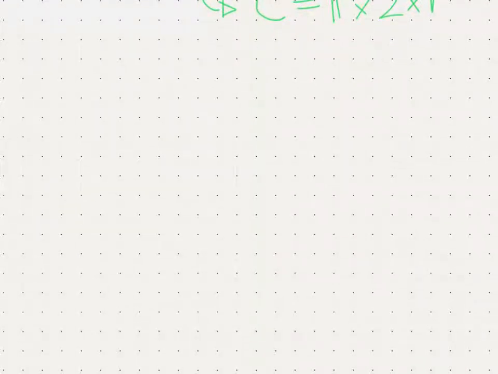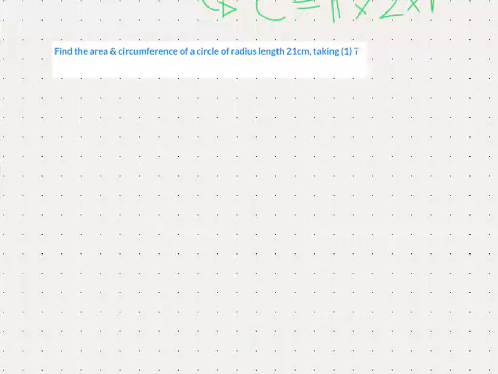Okay, so let's look at a worked example. One of the questions that has come up in this example asks you to find the area and circumference of a circle of radius length 21 centimetres, taking, in the first case, pi being equal to the numerical value 3.14, and in the second case, taking pi being equal to the fraction 22/7.